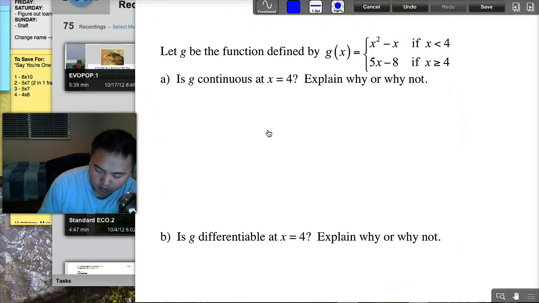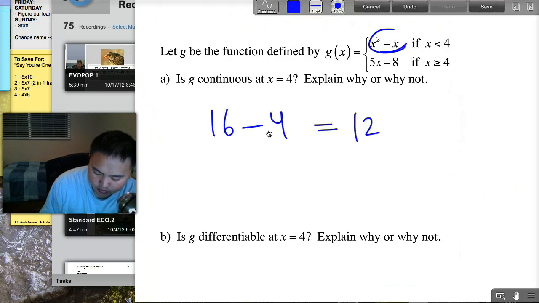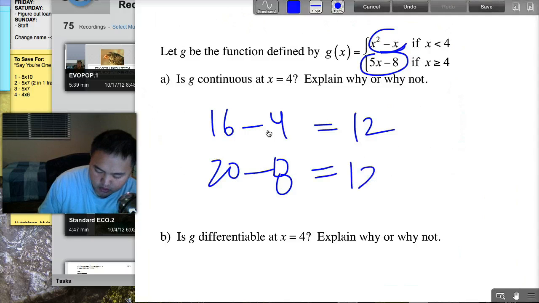If I plug in 4 into this one, I'm going to get 16 minus 4, and I'm going to get 12. Okay. If I plug 4 into this one, I'm going to get 20 minus 8. I will also get 12. So since they match top and bottom, when I plug in 4, it is continuous.